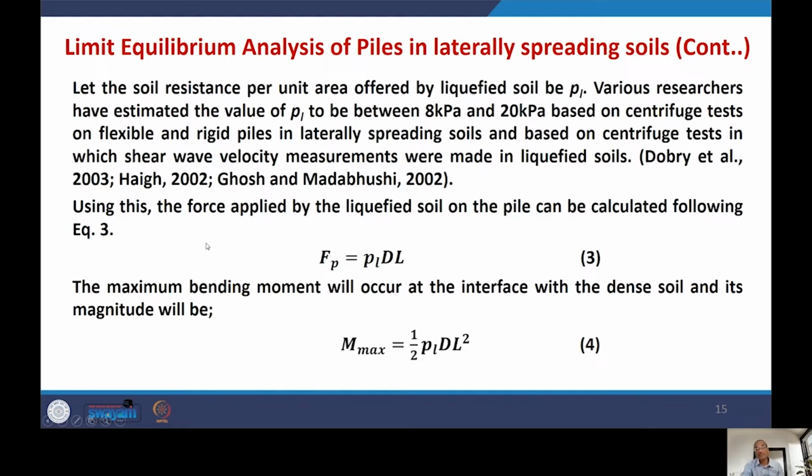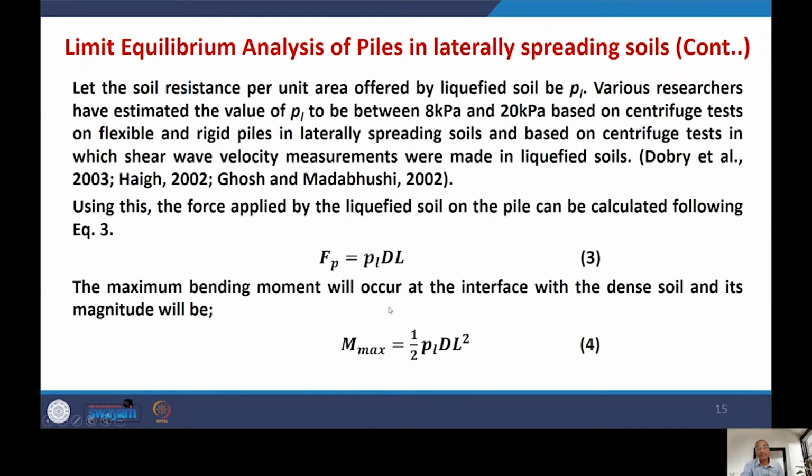Now using this, the force applied by the liquefied soil on the pile can be calculated following equation 3. Equation 3 gives the force applied on the pile, and this is PL times D times L. PL, as we have already discussed, is the soil resistance per unit area, D is the diameter of the pile, and L is the length or height of the liquefiable zone. With that, we can find the force applied on the pile.